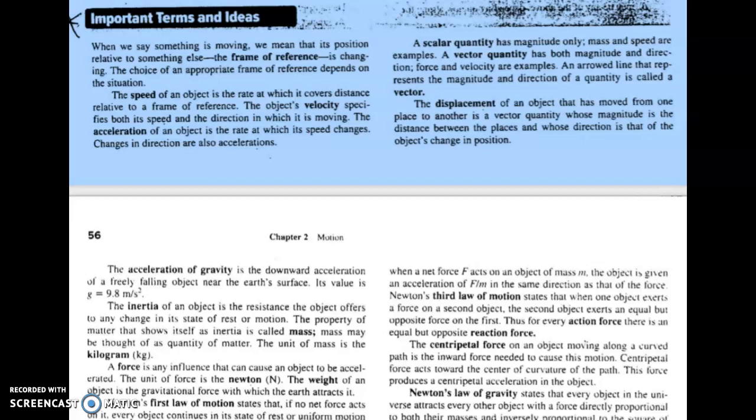We will talk about Newton's law of gravity. Okay, that brings me to the end of this presentation.